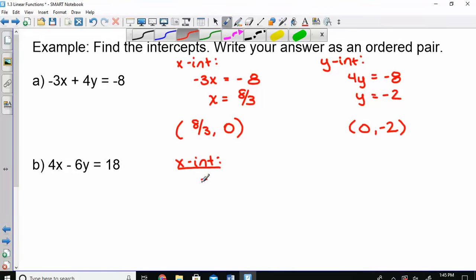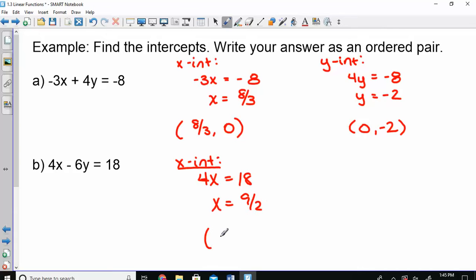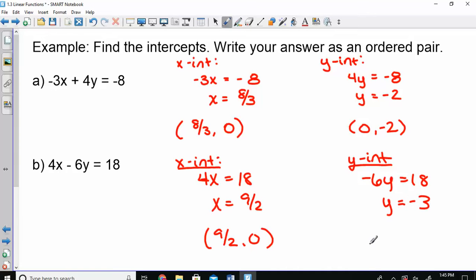Alright, so for the x-intercept, if our y is 0, we have 4x, cover up the y, equals 18. So 18 over 4, which is 9/2. So the point is (9/2, 0). For the y-intercept, plug in 0 for the x or cover up the x. So your y is negative 3. So (0, -3). Hope we did good on those?